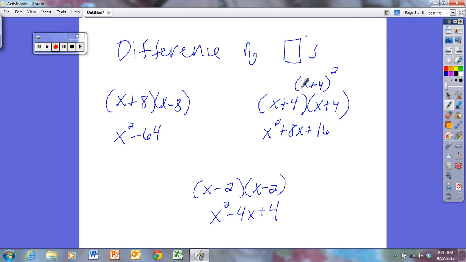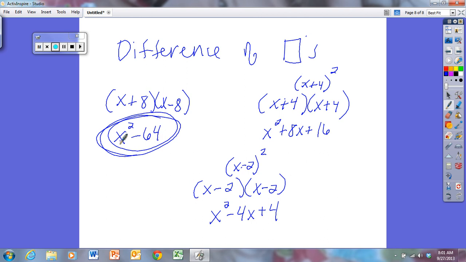When you square a binomial, you always get a trinomial because of this middle term of 8x. When you square a binomial, even if it's a minus sign, you always get a trinomial because of this middle term. The difference is when you multiply a positive 8 by a negative 8, you end up with this binomial, and they're both perfect squares.